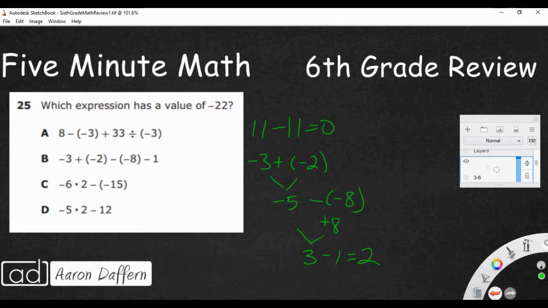So A equals 0 and B equals 2. Not quite what we're needing. So let's get rid of some of this here.